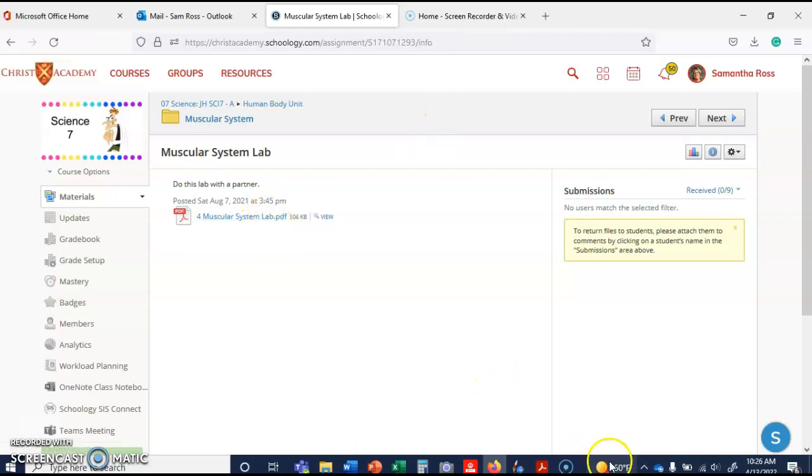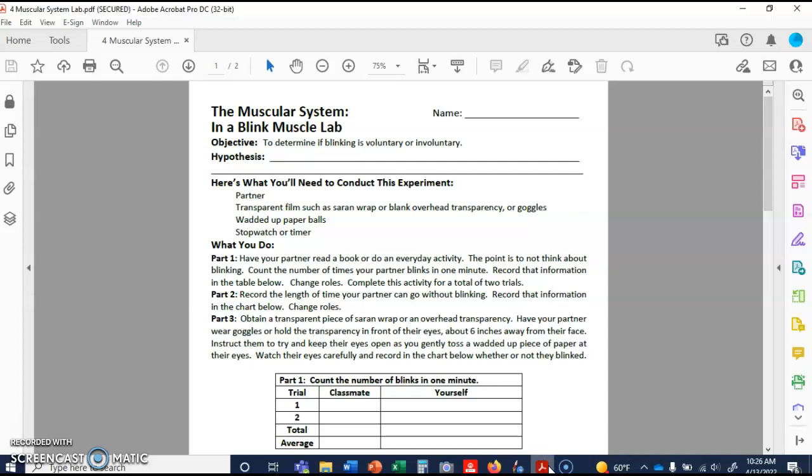So then when I click on this, it opens this file. So let's go ahead and go through this. A muscular system in a blink muscle lab. The objective is to determine if blinking is voluntary or involuntary. And the very first thing you're going to do is write your hypothesis. Your hypothesis is either that blinking is voluntary, blinking is involuntary, blinking is some measure of both, mostly one or the other. You choose.